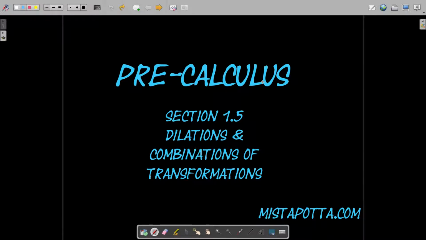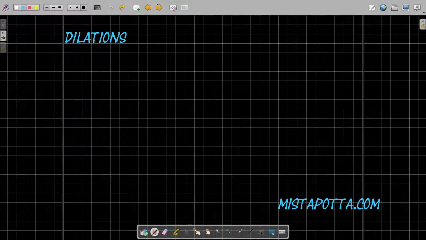What we're going to be talking about today is our third type of transformation, the one that we're going to be using, which is a little bit more complicated, and that's dilations. And we're also going to talk about how we can put these transformations together to basically put a graph wherever we want it or wherever we need it. So we're going to start talking about what a dilation is.